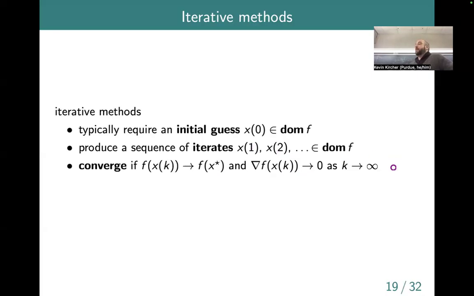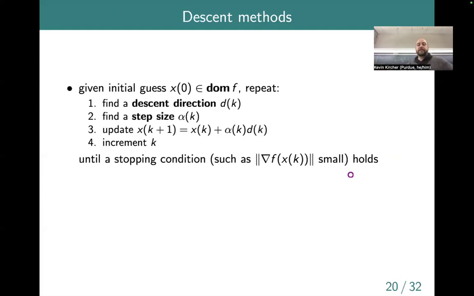We say that an iterative method converges if, as you take more and more steps, eventually you end up at an optimal solution, an x star. One class of iterative methods are called descent methods. Not all iterative methods are descent methods. You could have a method where the iterates get worse for a while, but then they get much better, and eventually you converge to the optimal. But oftentimes we use a descent method.